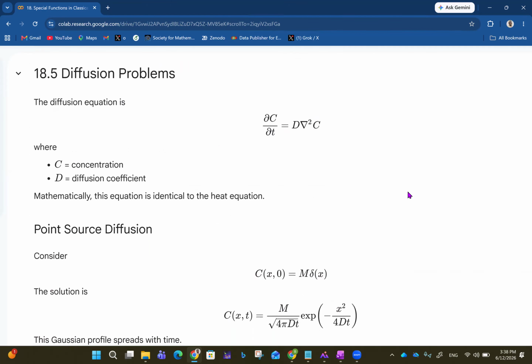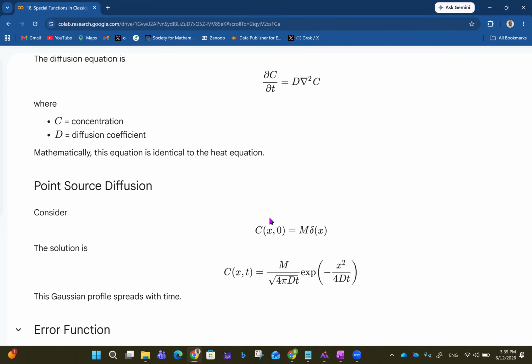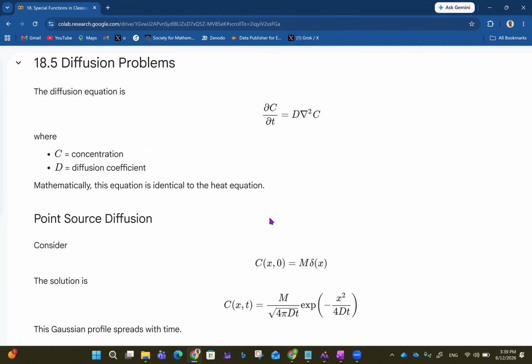Then we go on to talk about diffusion problems. The diffusion equation, dc/dt equals D del squared c, where c is concentration and D is the diffusion coefficient. Mathematically, this equation is identical to the heat equation. Then we talk about a point source. Just like heat, if you apply heat at a point, the heat moves over to other parts. So it's diffusion, technically.